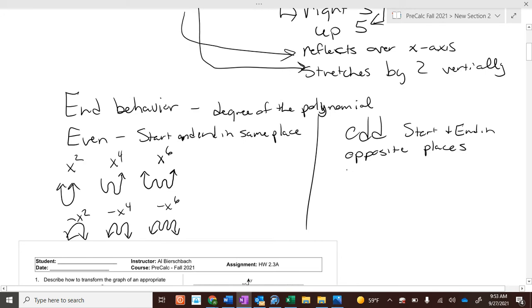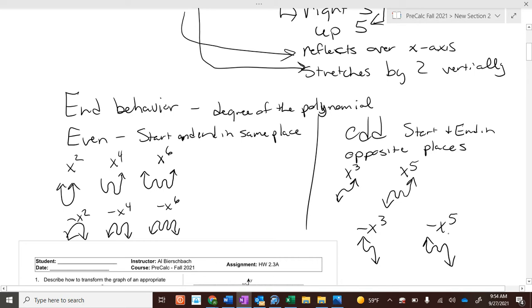So let's say we have x cubed. It'll go like this. As we go towards negative infinity, it's negative. As we go towards positive infinity, it's positive. If we have x to the 5th, again, same type of thing. If we have negative x to the 3rd, it'll start this way and go that way. Negative x to the 5th, it'll go like that. Okay?